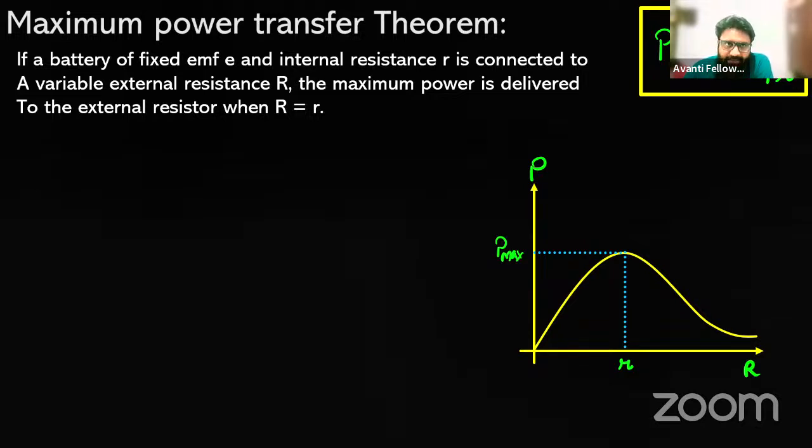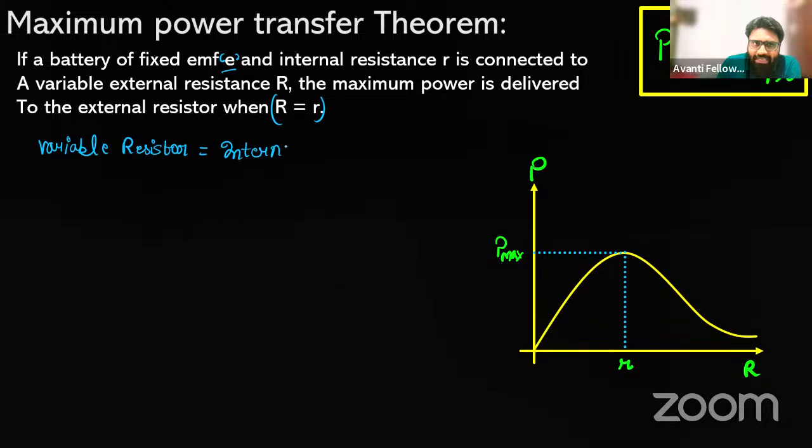So if a battery of fixed EMF, बैटरी का ईएमएफ कितना है? E, and internal resistance small r is connected to a variable external resistance, which means this R can be increased or decreased. The maximum power is delivered to the external resistor when R is equal to small r, मतलब जो मेरा वेरिएबल रेसिस्टर है, वेरिएबल रेसिस्टर इज इक्वल्स टू इंटरनल रेसिस्टेंस ऑफ द बैटरी. तभी मुझे मैक्सिमम पावर मिलेगी. कहां से? बैटरी से.